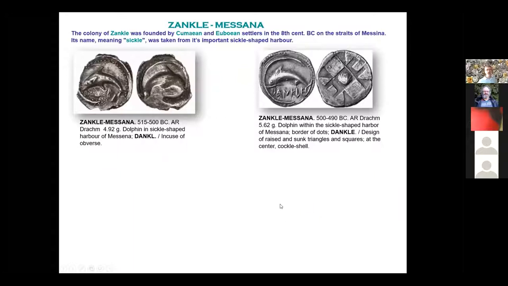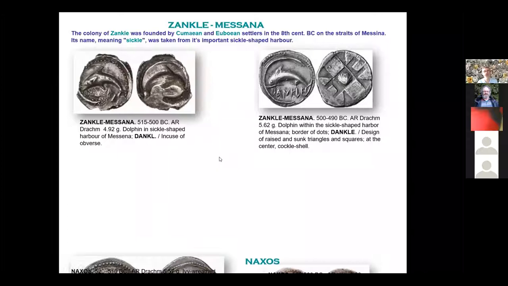And Messana, Zankle, we spoke about the city earlier, but before the incidents that we mentioned before, they had a city by the name Zankle, and it meant sickle, I believe, at that time. That's why you have the figure of a sickle on all the coins of the city from that time. Apparently, they had a harbor in the form of a sickle, and that's why they called the city Zankle, and on the coins, you always see that.